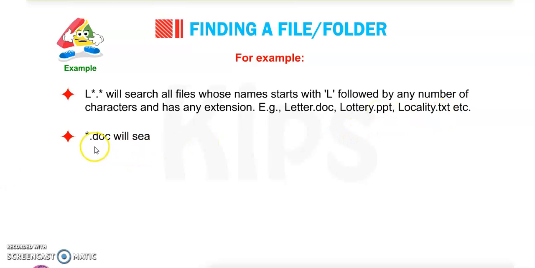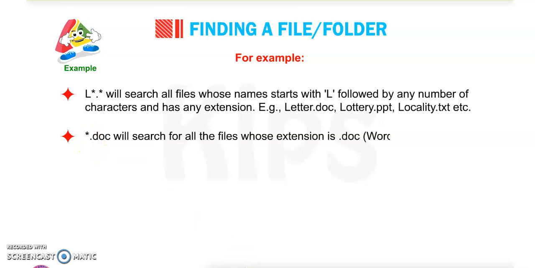Now, if you write star.doc, it will search for all the files whose extension is doc. It means all the Word files, whatever the name of the file was, all the Word document files will be displayed.